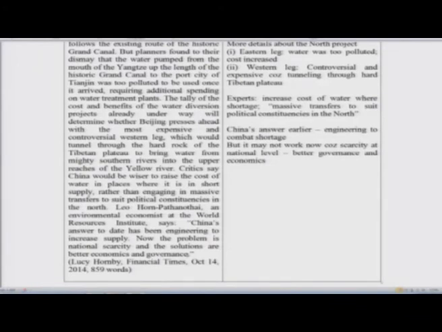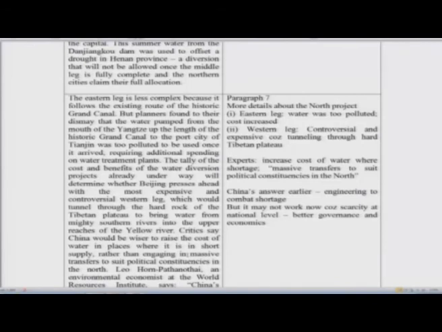So, this paragraph here introduces two terms, eastern leg and western leg. So, these are related to this diversion project. So, there are already issues. So, what happened with the eastern leg? Water was too polluted, the cost increased. Western leg is more controversial, more expensive because of tunneling through hard Tibetan plateau. So, there are already a lot of issues.